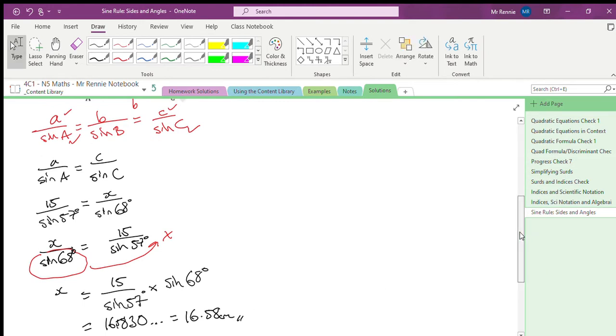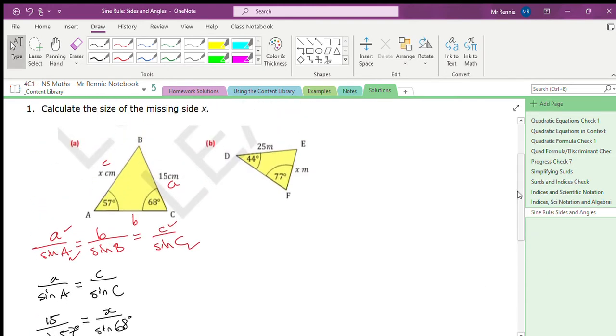We'll now go back up and look at the second question. You'll see the only thing that's different at the starting point is that I've got different letters, so I'm just going to label them differently. Opposite angle D is going to be length d, opposite angle E will be length e, and opposite angle F will be length f.